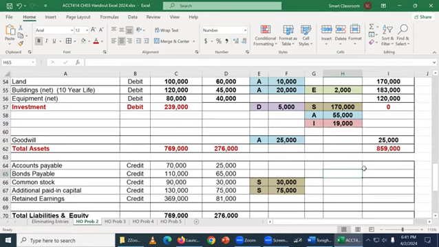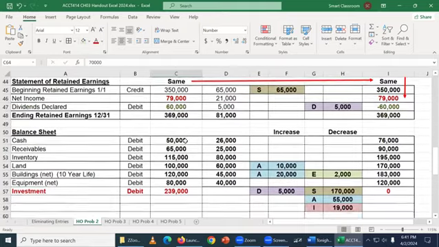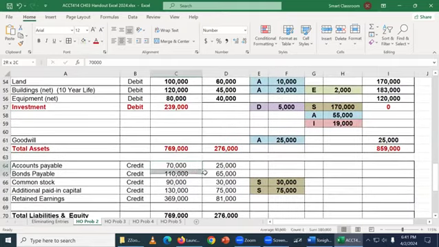All right, let's go down below here. Now down below, we're gonna have these, the first two. Add those two together, so we owe 70,000 and 25,000.